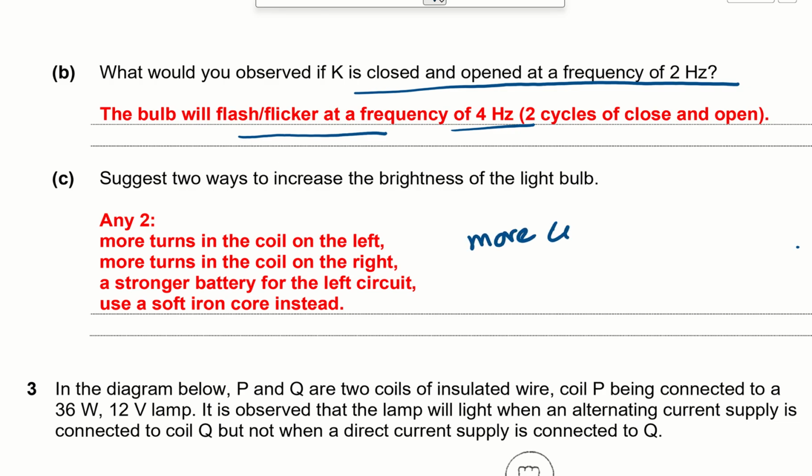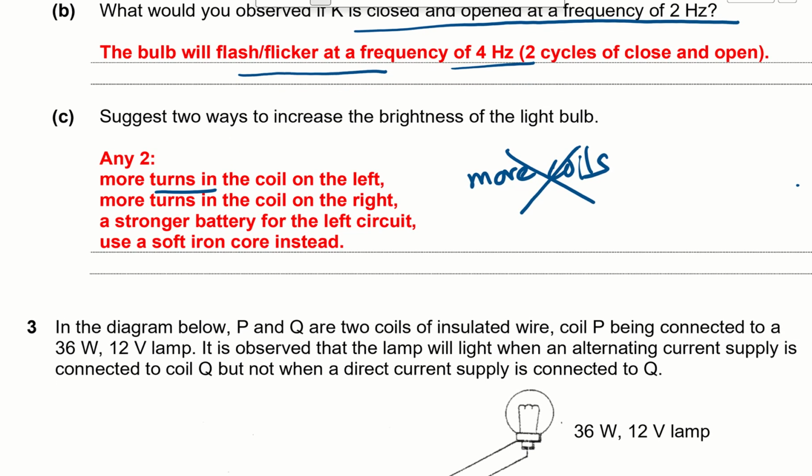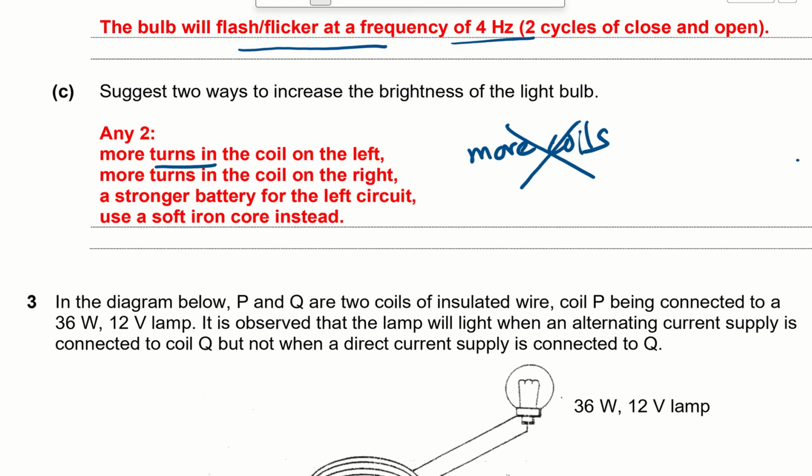More coils is not correct. You need more turns. It can either be more turns in the coil on the left or on the right. A stronger battery so that I have a larger current. A larger current means a larger magnetic field is produced. So later on, when you switch on or off, there will be a larger rate of change of magnetic field.